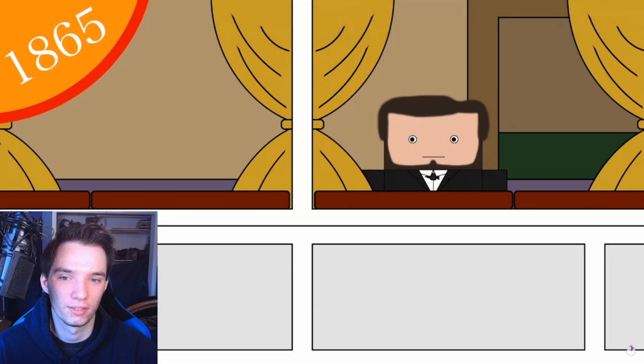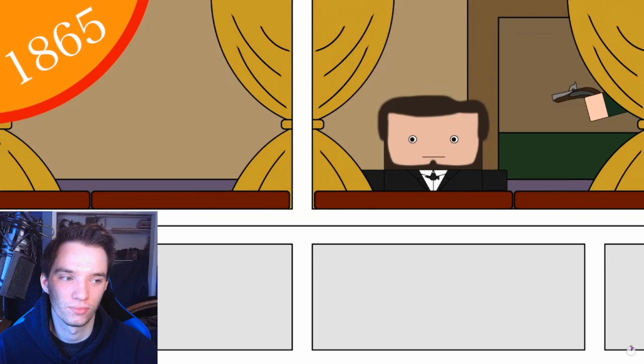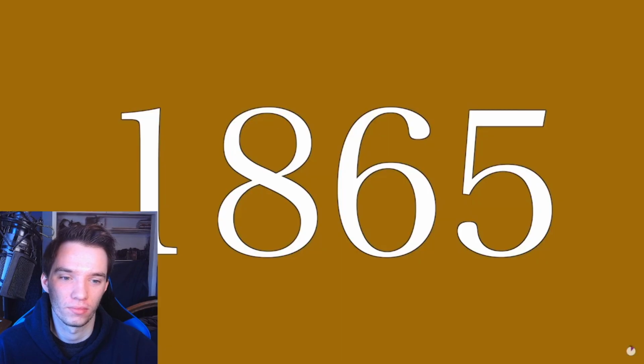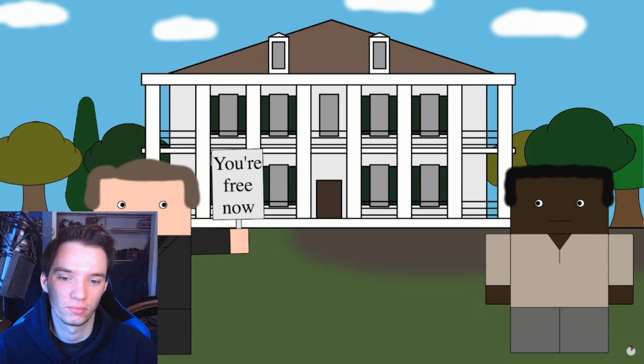Lincoln took the time to go to the theatre, and a man called John Wilkes Booth, a Confederate sympathizer, took the time to kill him. Andrew Johnson, Lincoln's successor as president, now had to create a peace that could heal a broken nation. 1865 saw the passage of the 13th Amendment, which abolished slavery throughout the United States.